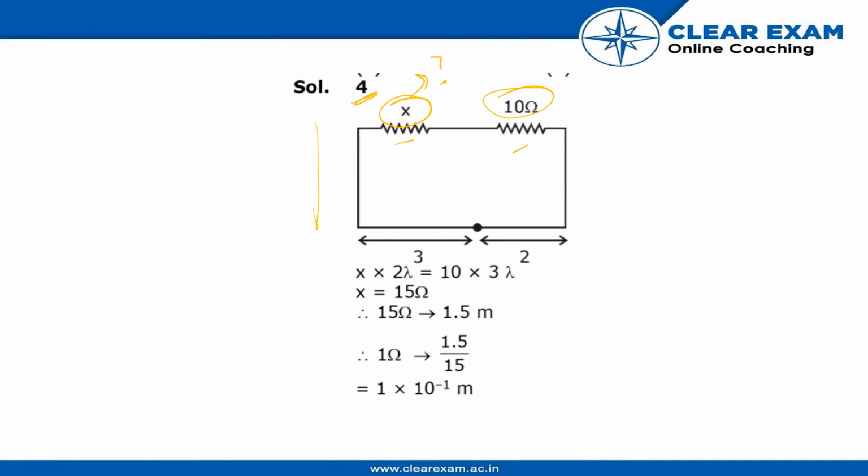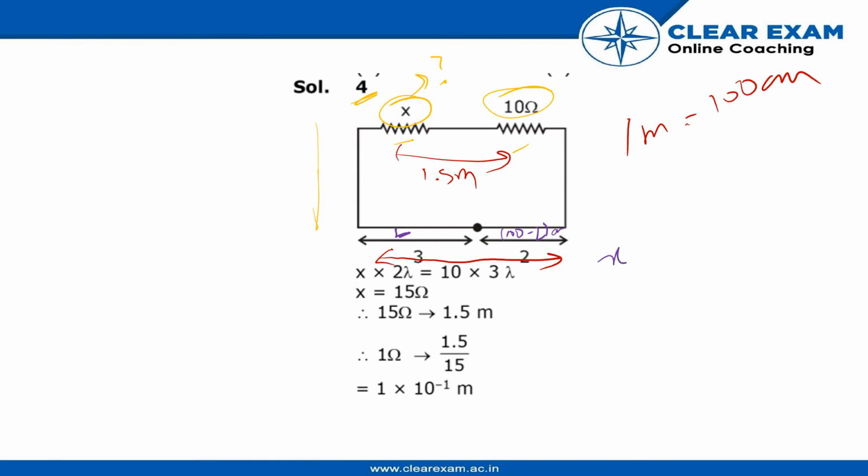Now the whole length of this wire is 1 meter, and this is 1.5 meter. So 1 meter is equal to 100 centimeters. Now if this whole is 100, let us take this as L and this would be 100 minus L centimeters. So we have two ways of solving this question.